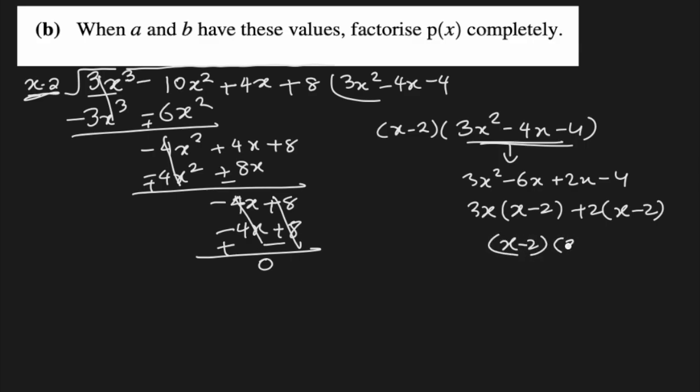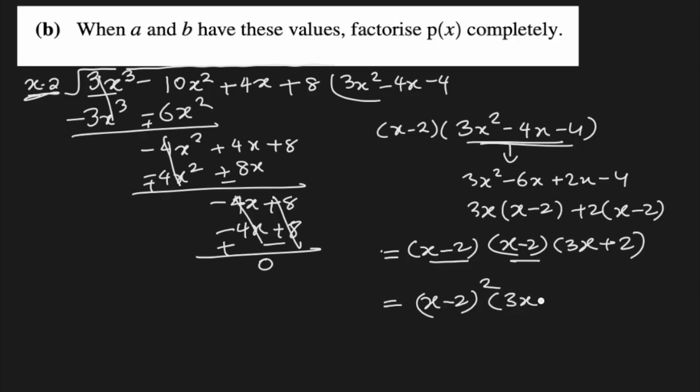Wow. So we have 3x plus 2. It's a square. So we got this one, and we already had x minus 2. So there are double roots of 2. So this is the complete factorization. We can write it now as x minus 2 squared times 3x plus 2. That's the complete factorization of this.